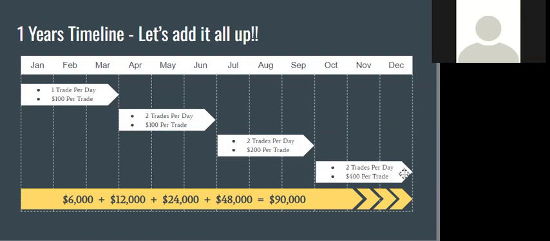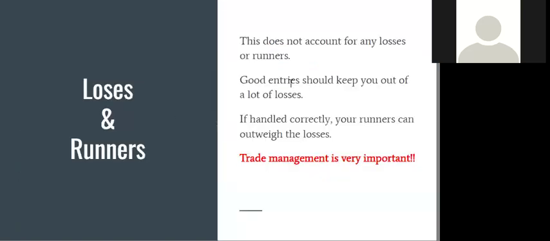And then the last 3 months, you're going to double your contract size again. Okay. So it's 400 per trade the last 3 months, which is 800 for the day, because you're going to do 2 of those. And if you tally those all up, it's $90,000 for the year is what that amounts to. So this does not account for any runners or losses.